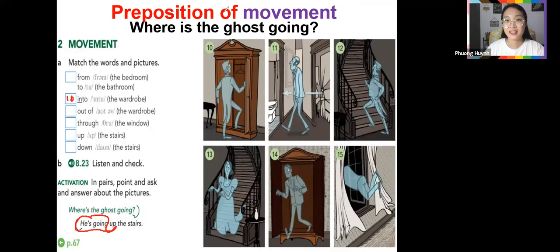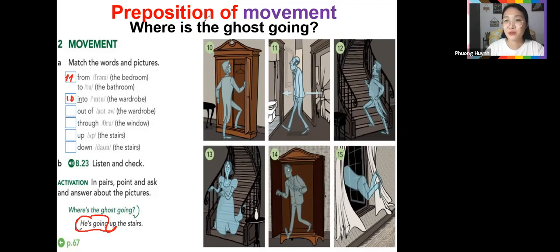All right. Next, picture 11. So he is going to. Yes, so correct. Thank you. Cường. So you say he is going from, okay, from the bedroom to the bathroom. Correct. Next photos. Number 12.